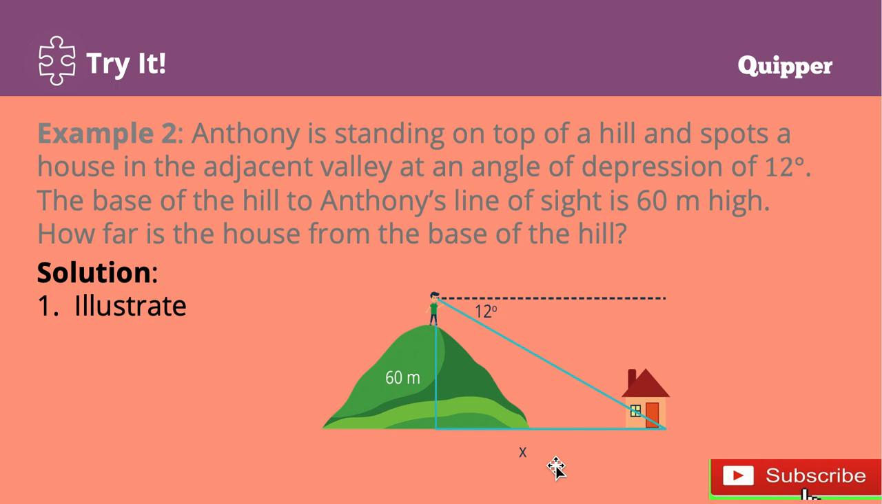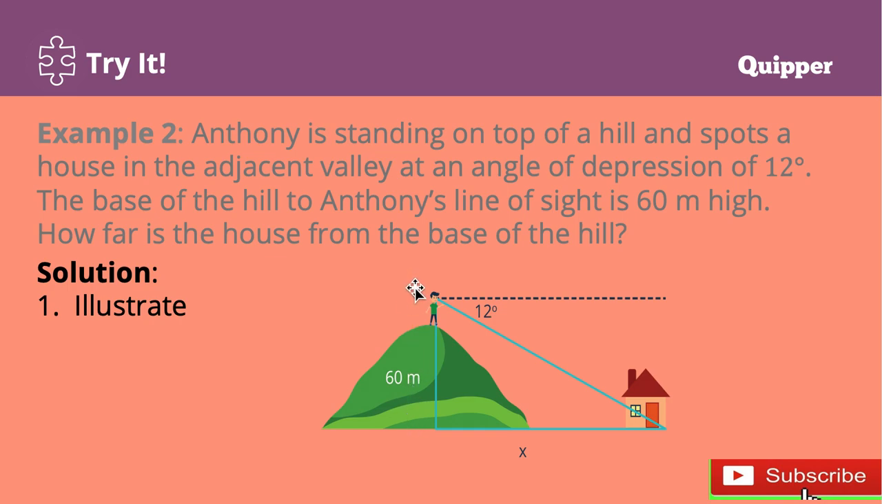Relative to the 12 degrees angle, the opposite side is just as long as the height of the base of the hill to Anthony's eye. This is now our angle of focus, because we will be using the alternate interior angle of this angle of depression, which is this angle of elevation here. So they are just congruent, therefore this is also 12 degrees. Since this is now our focus angle here, this side must be the opposite side.